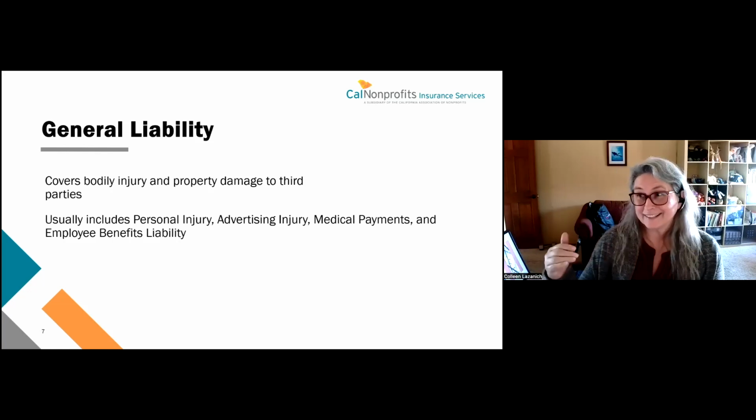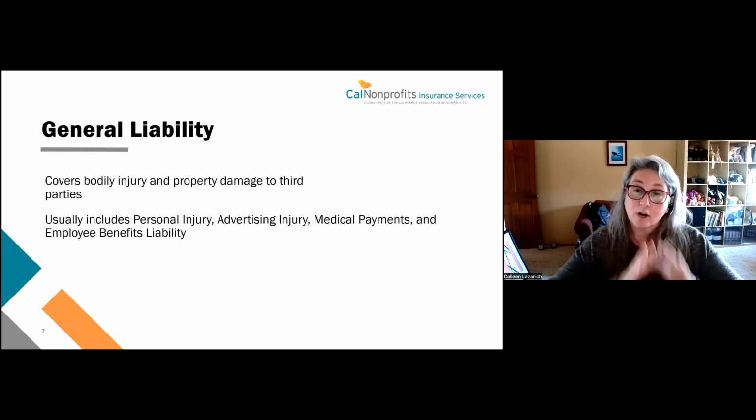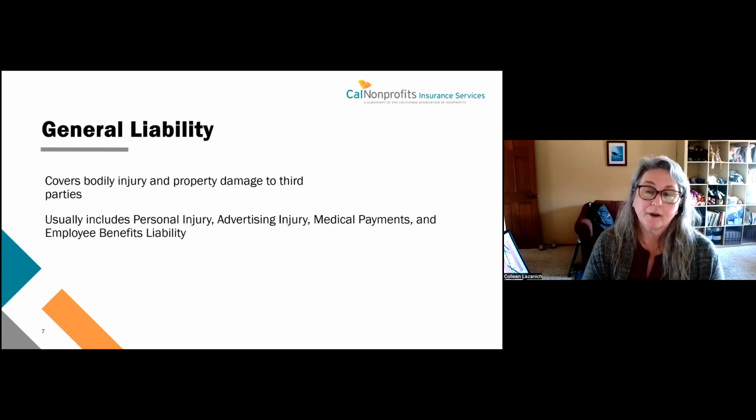In three decades, I've never seen a claim paid under employee benefits. I've seen some almost claims, but I've never seen one paid. But it's a very inexpensive coverage, and if you're providing employee benefits, it's probably worthwhile to have to protect you. The personal injury and advertising injury coverage is often excluded if it involves, say, a website or some other electronic media, and that then gets picked up under a cyber liability policy.